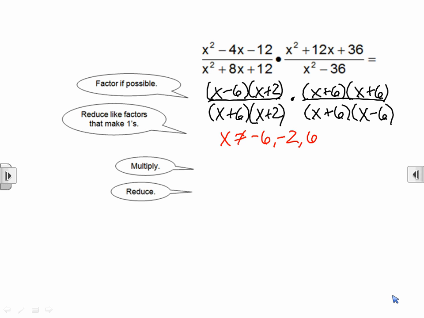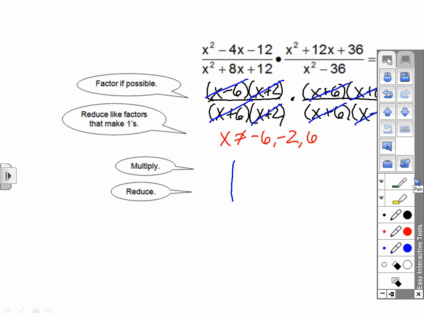So, do I have any x minus 6's in the denominator? Yes. So, my first factor up there will reduce to 1. I have an x plus 2 over an x plus 2. I have an x plus 6 over an x plus 6. Oh my goodness. X plus 6 over x plus 6. I'm just left with 0, right? No. What have all of these reduced to? All of these have reduced to 1. So my answer is 1.